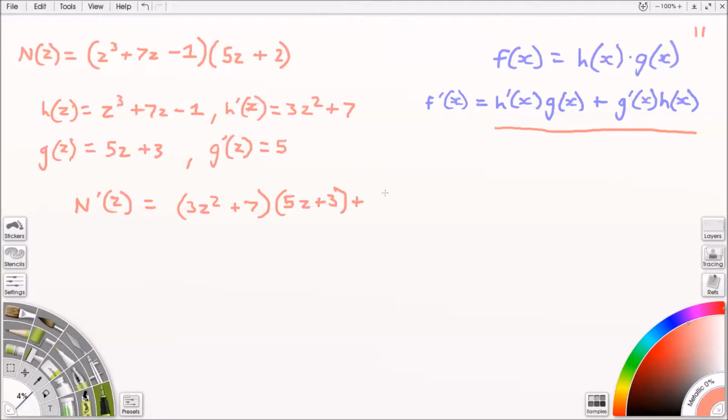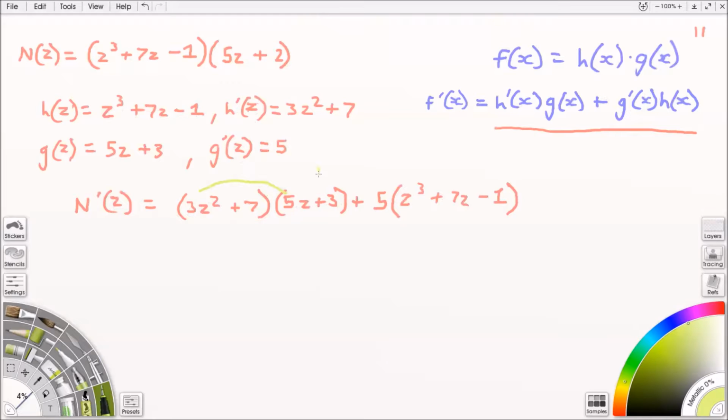And then g dash x is 5. So you can see we're adding these together now, and that's multiplied by just h of x, which is h z in our case, z cubed plus 7z minus 1. And here we go. So technically this is our derivative of this function. However, you can always simplify as far as you can.